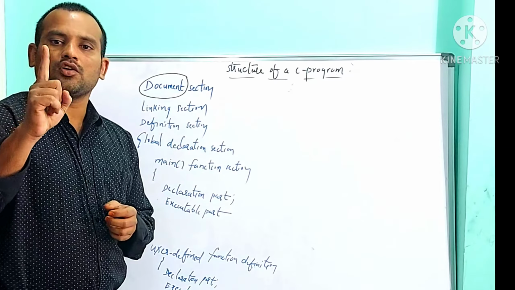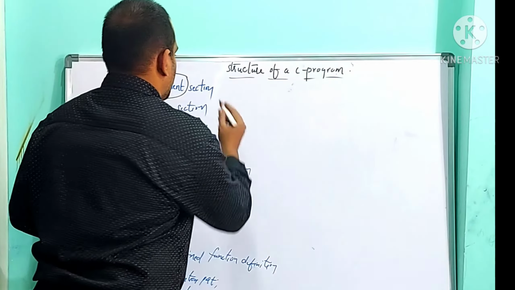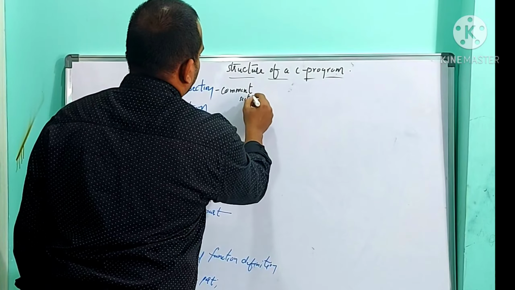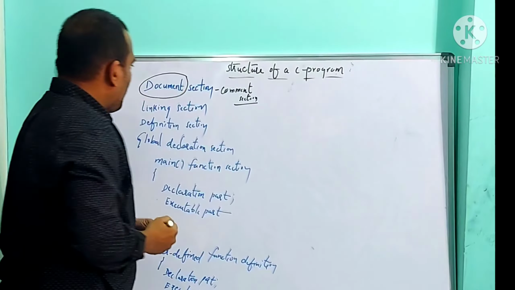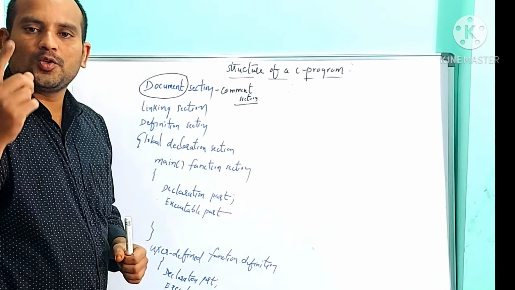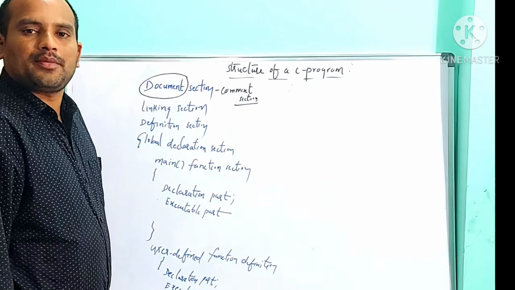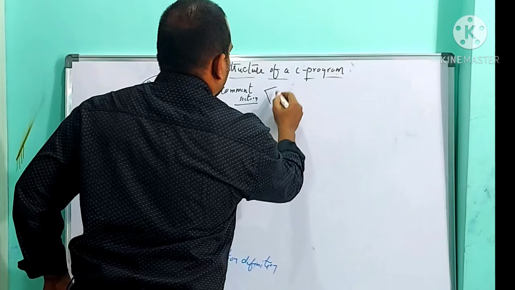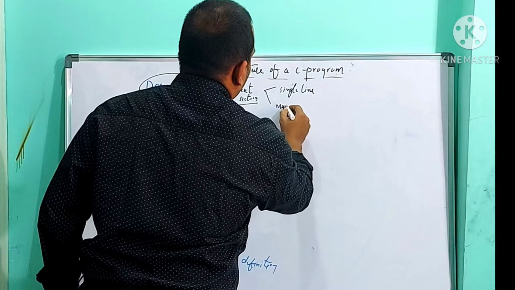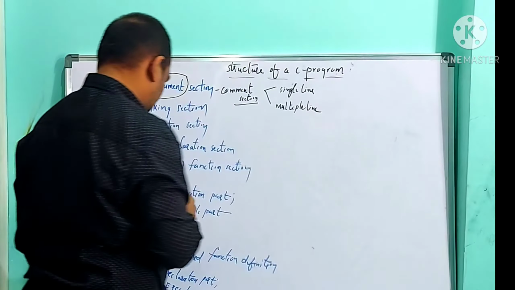Documentation is also called the comment section. Comment, C-O-M-M-E-N-T, comment section. In every C program, we can use two types of comments: single line comment and multiple line comment.